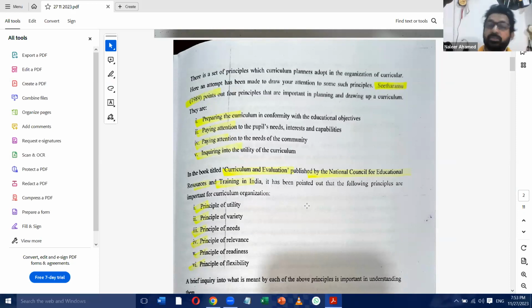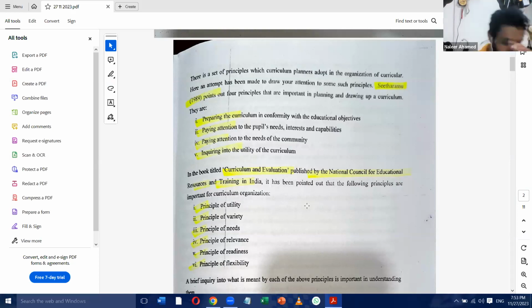There is a scholar, Sita Ramu, in 1989. Probably he should be from India, because I have not heard about a scholar, Sita Ramu, in Sri Lanka so far in the field of curriculum education. He points out four principles that are important in planning and drawing up a curriculum. The first is preparing the curriculum in conformity with the educational objectives.